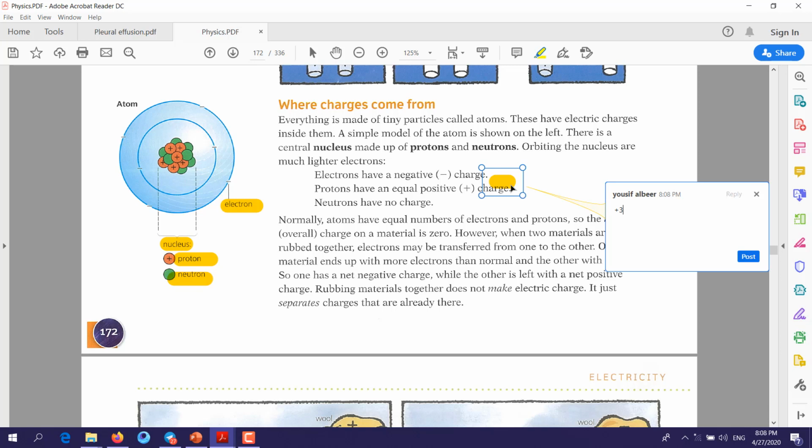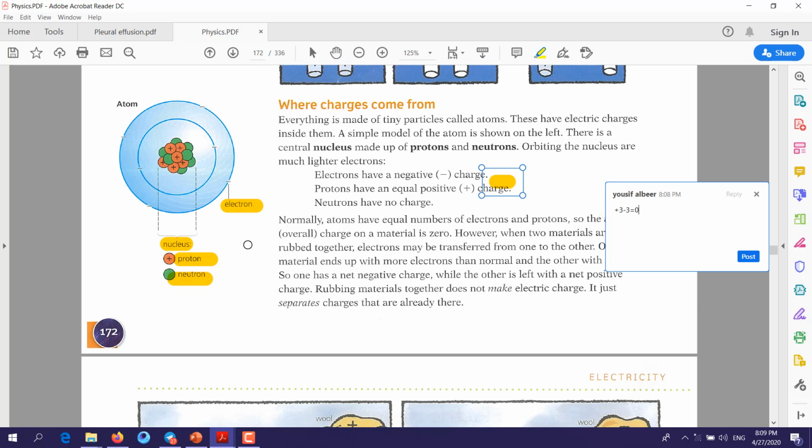What is the charge of electrons? It's negative. Now, can you find the answer? What is the total? Positive 3 minus 3. The answer will be 0. So 0 means no charge.